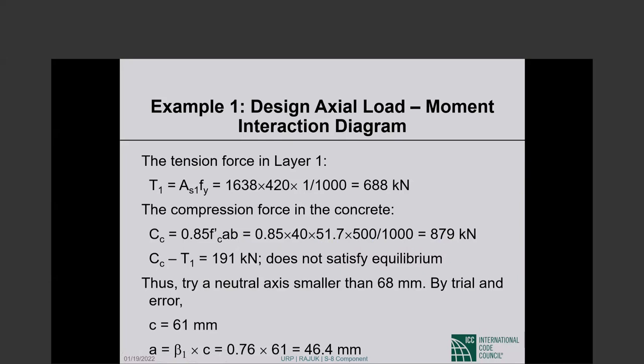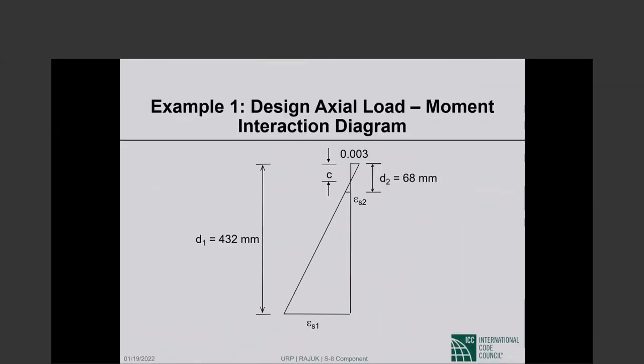Now we find that the compression concrete force is higher than the steel force, so the neutral axis depth needs to be shallower. So now we try a neutral axis depth smaller than 68 millimeters. By trial and error, we arrived at 61 millimeters. The stress block depth corresponding to that is 46.4 millimeters.